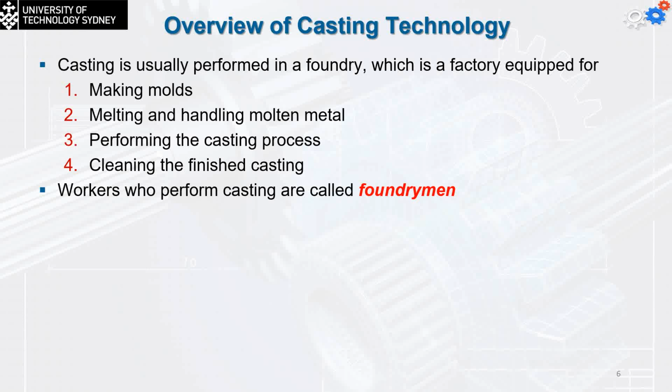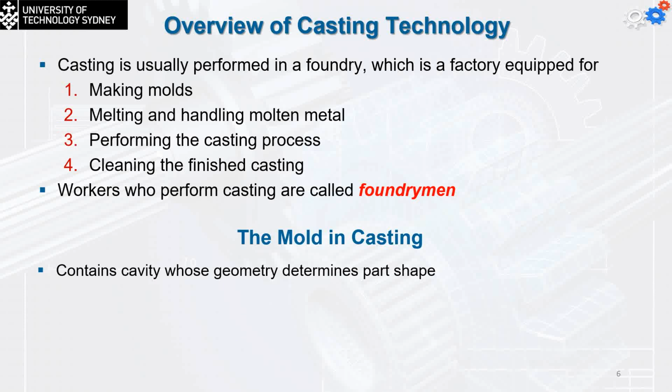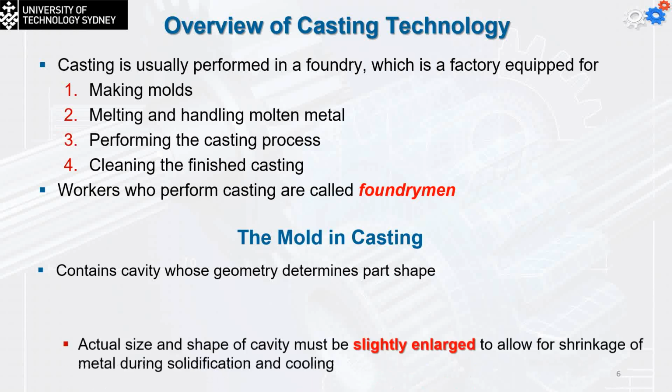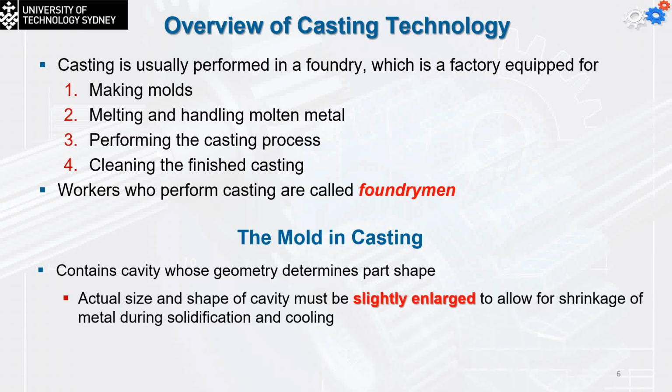For the mold in casting, we should have a cavity, otherwise it's not going to be a mold. If it's solid, I can't pour the metal in. So this cavity will reproduce the part shape. The cavity will be the same shape as the part I would like to cast. The actual size must be slightly enlarged.